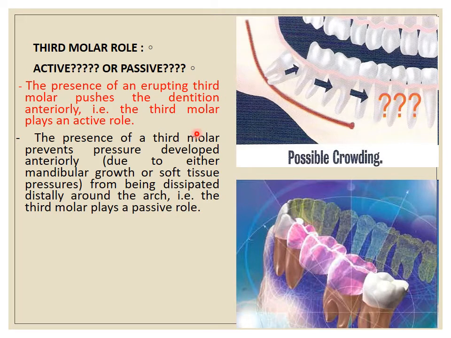What about its role as a passive factor in developing this phenomenon? The presence of the third molar will prevent the forces or the pressure developed anteriorly, whether due to the mandibular growth or the soft tissue pressure, from being distributed distally around the arch. So the third molar here will play a passive role.